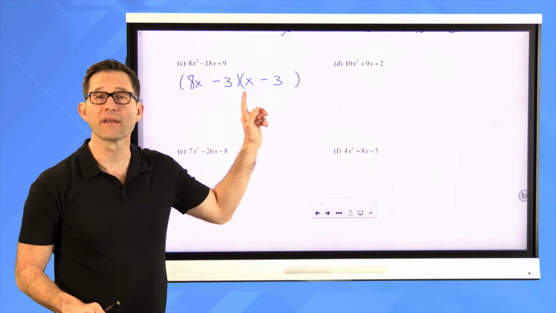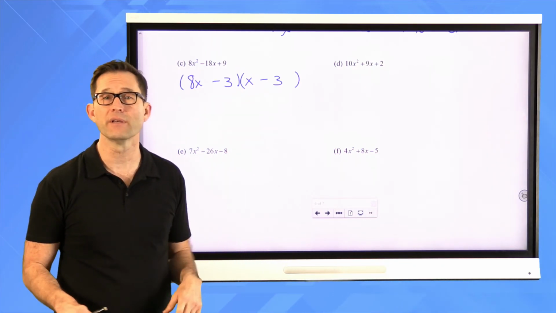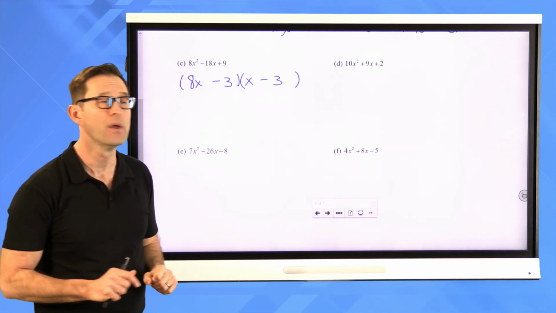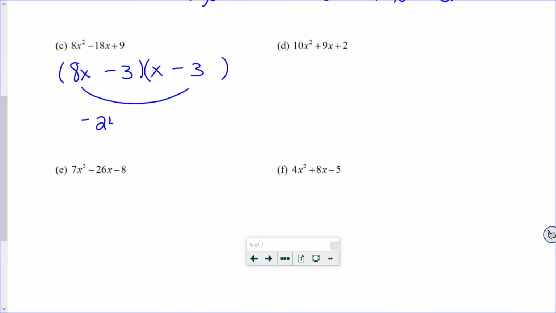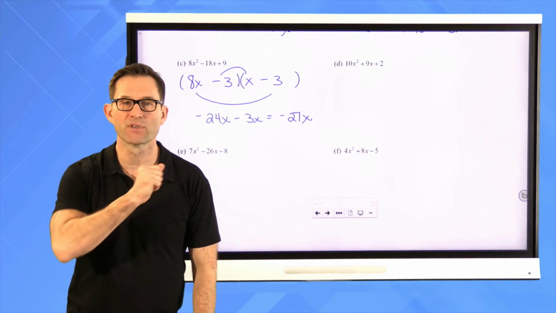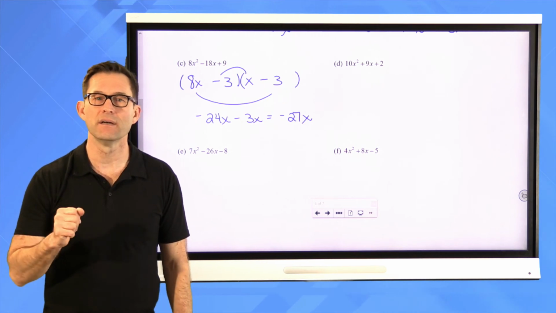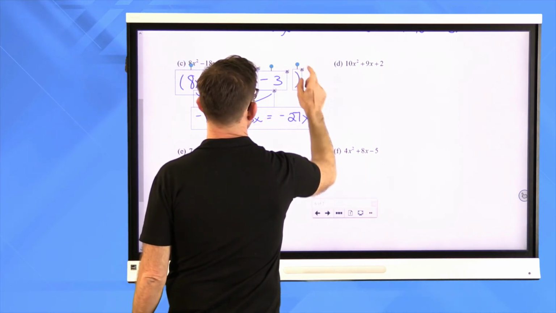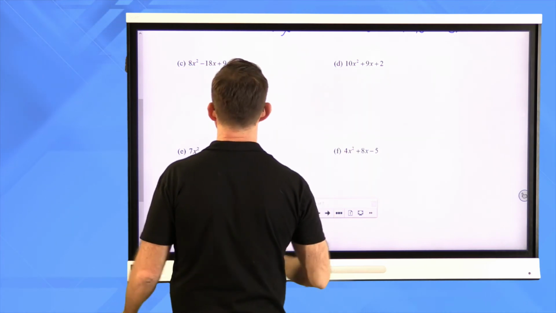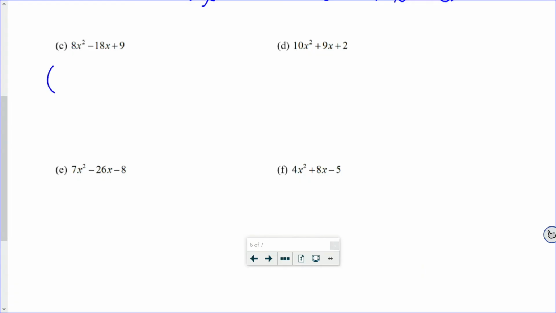All right, again, reasonable, right? 8x times x is 8x squared. Negative 3 times negative 3 is positive 9. Those all match up, right? Let's do some O and some I, right? 8x times negative 3 is negative 24x. Negative 3 times x is negative 3x. Combine those together, and I get negative 27x. Nope. Darn it, I needed negative 18. Ugh. Okay, so thankfully, I can just do that. Now in that case, I guessed an 8x and an x.